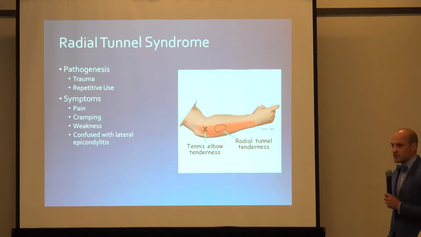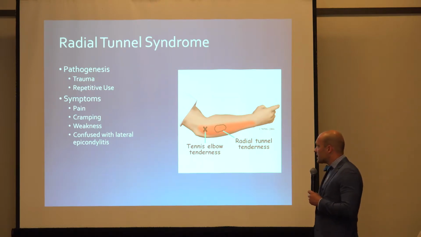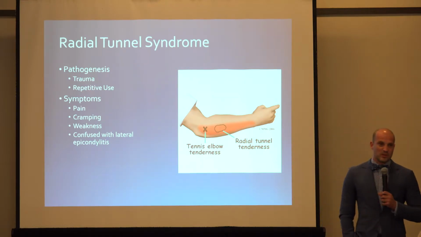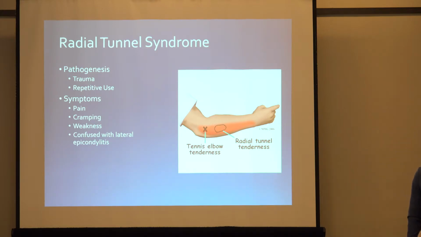But basically, it's compression of the radial nerve. And the difference is, the X you see on the screen is where tennis elbow typically hurts. Radial tunnel tends to hurt about 2 to 3 centimeters distal to that over the brachialis muscle. Symptoms comprise pain, cramping, weakness, and like I said, it's often confused with lateral epicondylitis. It's important to get the difference.